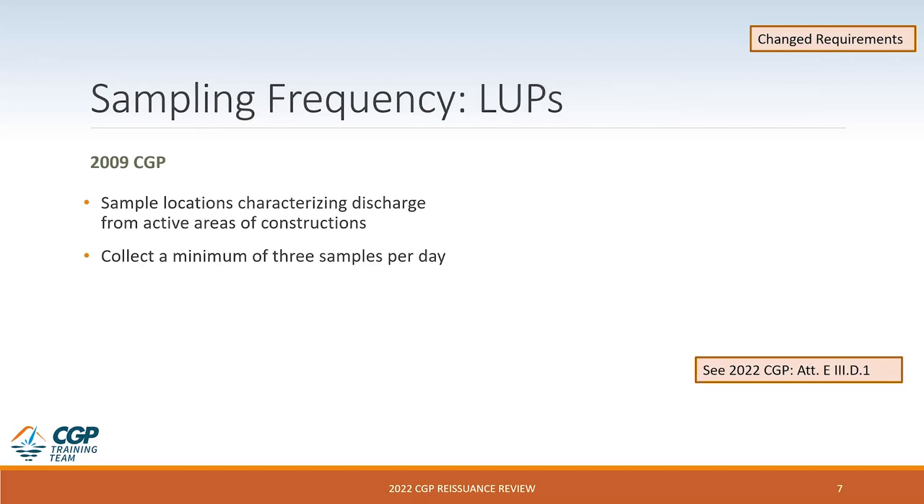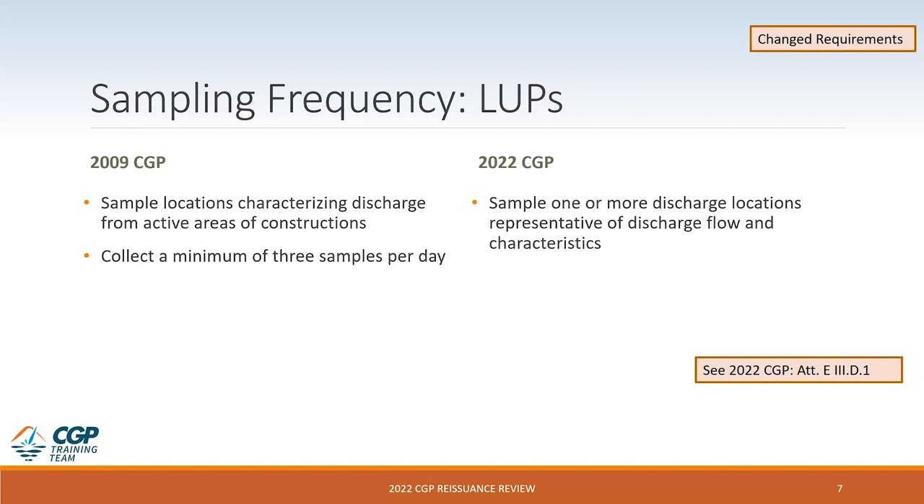For linear utility projects, the sampling frequency under the 2009 Construction General Permit was they had to characterize stormwater discharges from active areas of construction and collect a minimum of 3 samples per day. With the 2022 permit, basically what has changed is the removal of that minimum number of samples. Now, a linear utility project needs to sample 1 or more discharge locations representative of the discharge flows and characteristics.